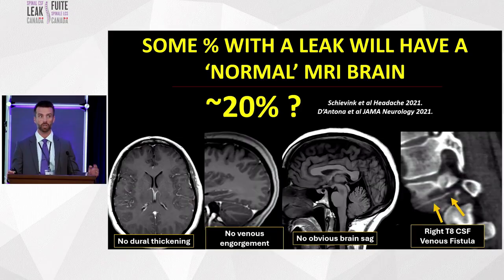This is the patient that I showed earlier, who has that very, very subtle brain sag that is there, but the report was normal, and so thus the patient had a normal MRI of their brain in their chart, as deemed by the radiologist, right? Also had a CSF venous fistula.